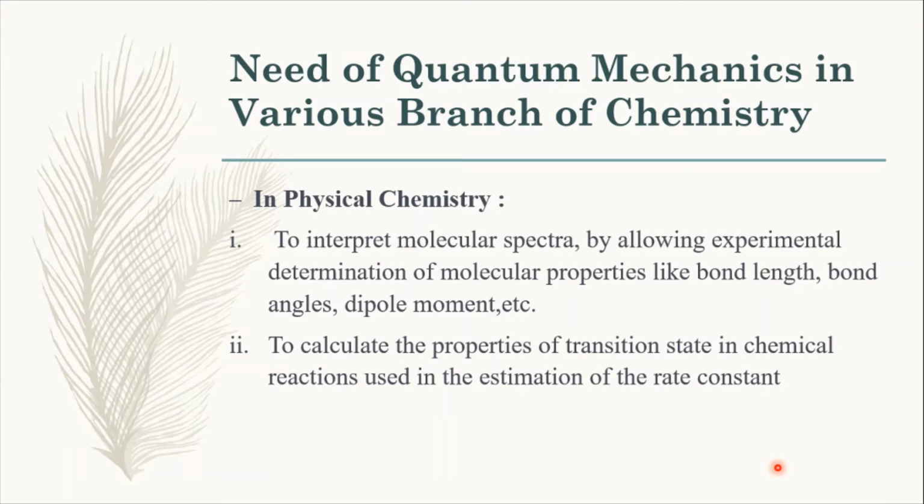What is the need of quantum mechanics in various branches of chemistry? We will see, branch wise, the need of quantum mechanics. In physical chemistry, it is used to interpret the molecular spectra by allowing experimental determination of molecular properties like bond length, bond angle, dipole moments. That is, in physical chemistry, whatever molecular spectra we obtain, we have to interpret it. Why do we have to interpret it? To determine the bond length, bond angle, dipole moment of the various molecules. For that, we need quantum mechanics. The next is to calculate the property of the transition state in a chemical reaction, used in the estimation of the rate constant. To determine the property of the transition state, whether it is stable or unstable, and how it behaves, all that study is done in quantum mechanics.